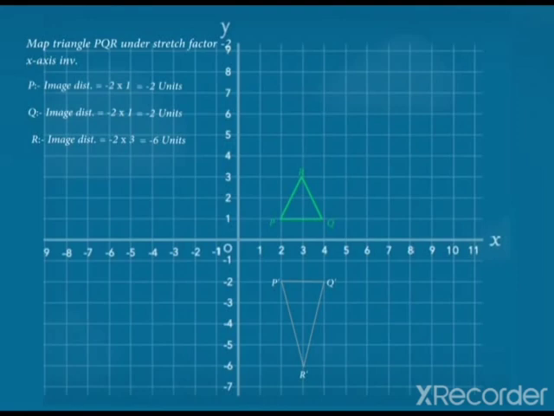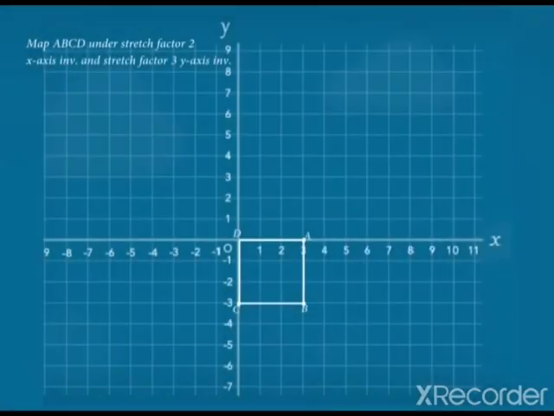An object can also undergo a two-way stretch, which is a combination of 2 successive stretches, one after the other. For instance, consider the square ABCD. Let it undergo a stretch factor 2 with x-axis invariant, and then a stretch factor 3 with y-axis invariant. Let us do the first stretch, x-axis invariant.